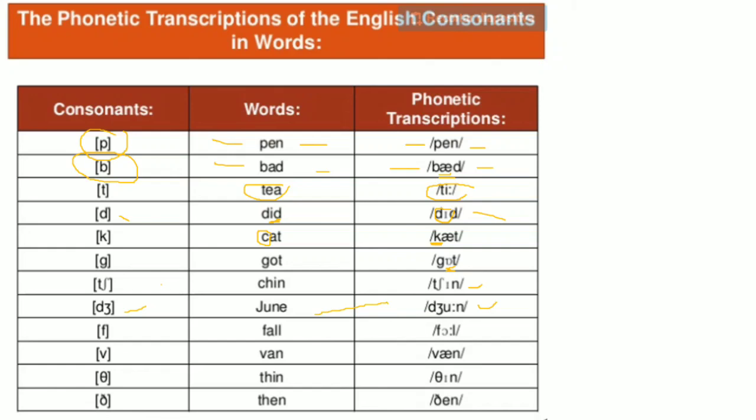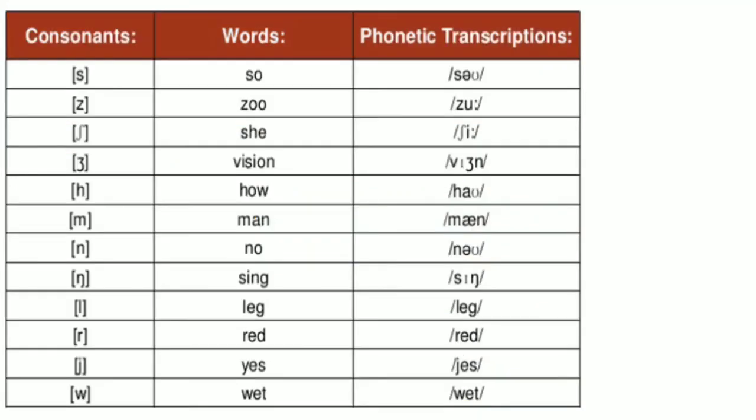When you start studying English, you usually start with substitutions in many schools. So one of the things that you teach at the very beginning of your students' studies is the months of the year. So June, fall. You see this long O. Fall. V, van. Thin. The, then. S, so. Z, zoo. Sh, she.